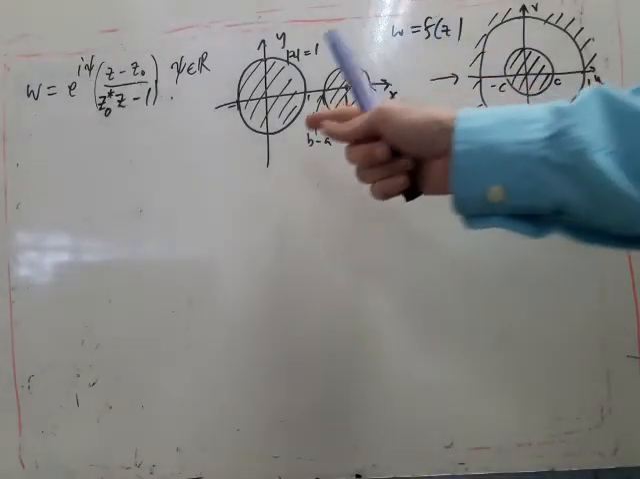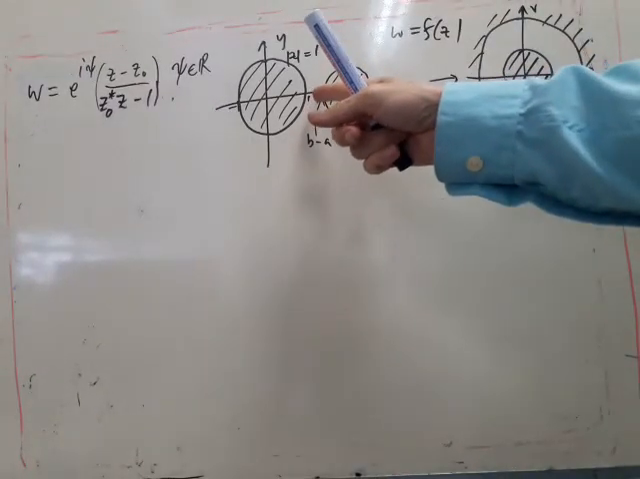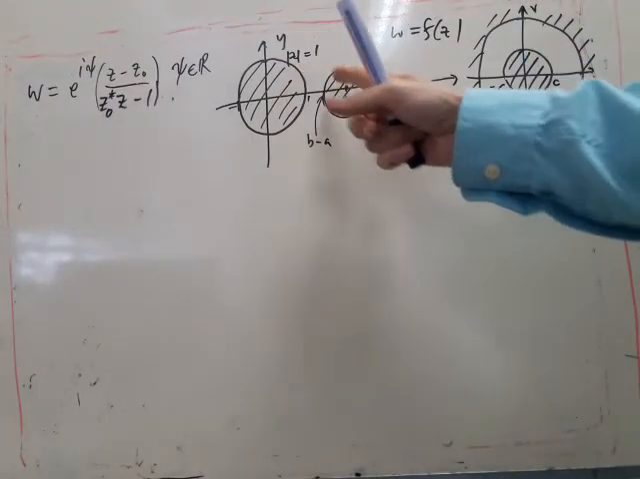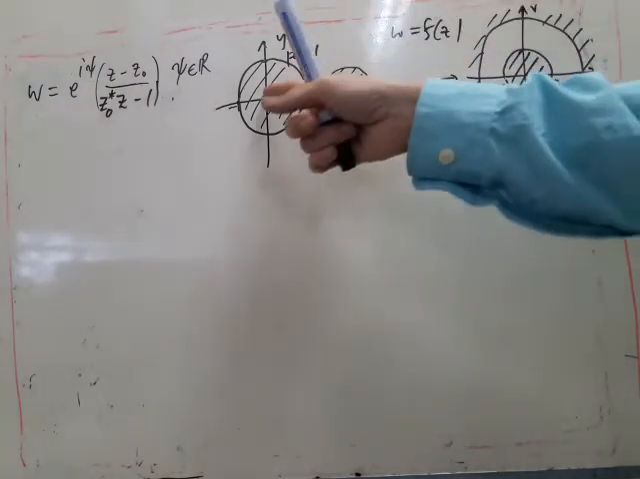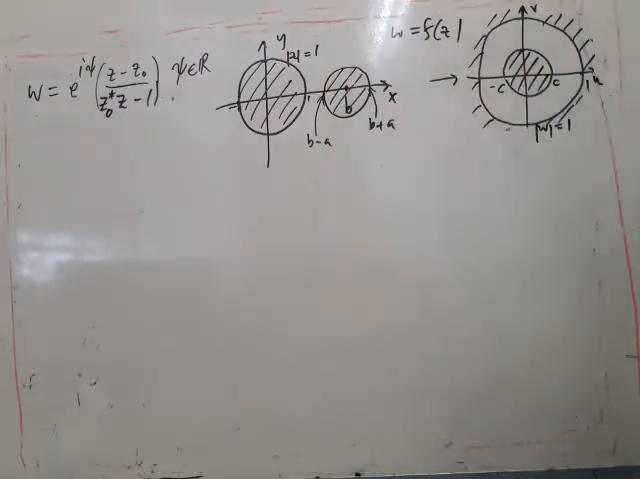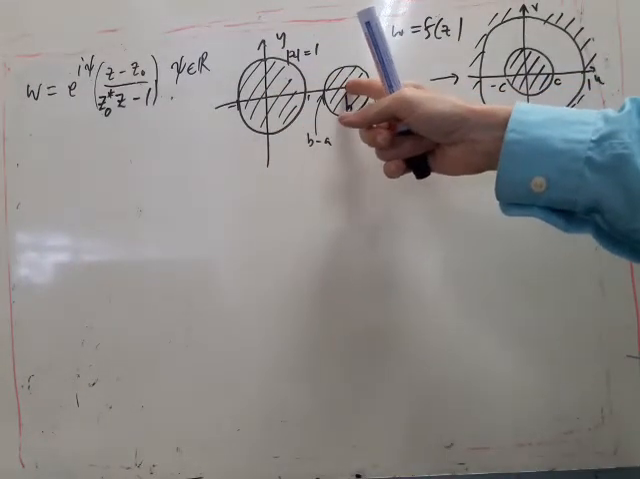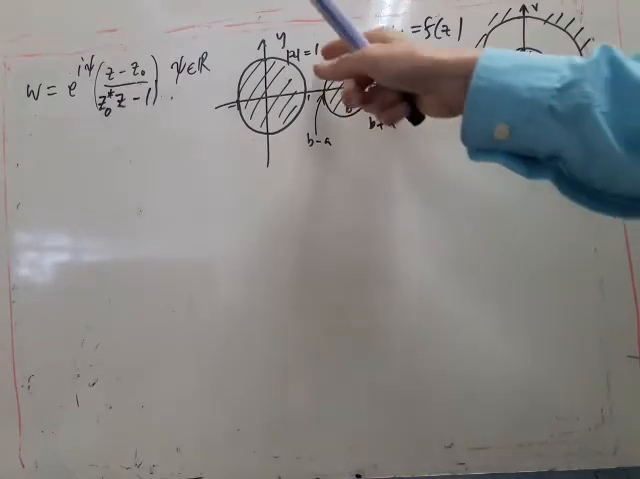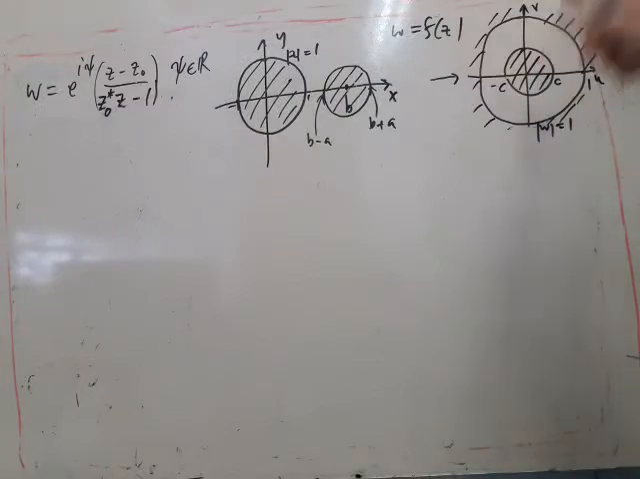So the following problem works in a very similar way. Now we're going to map the region outside the unit disk and another disk, which is on the real axis, has a center on the real axis, distance b along the real axis and radius a. We're going to map this white region outside these two disks onto the annulus again, the same annulus as before.